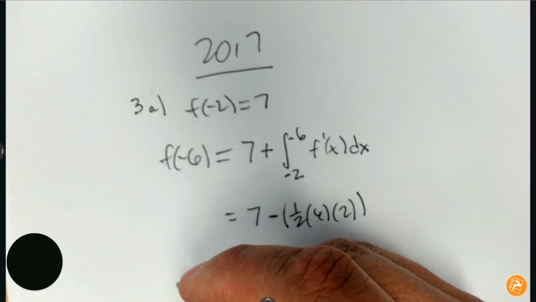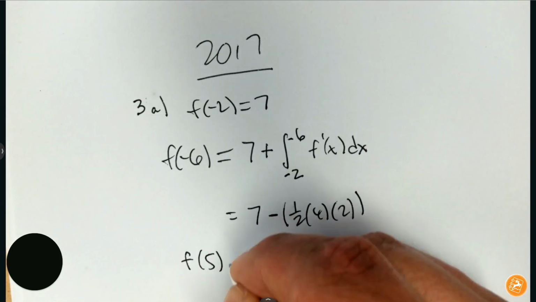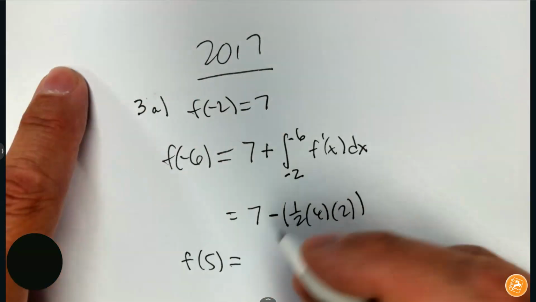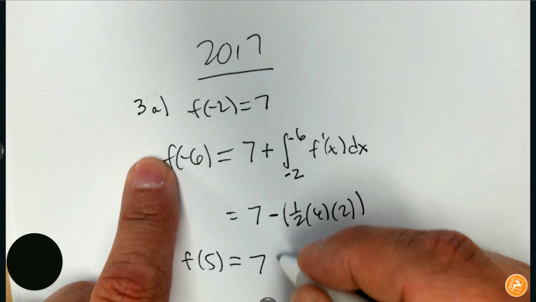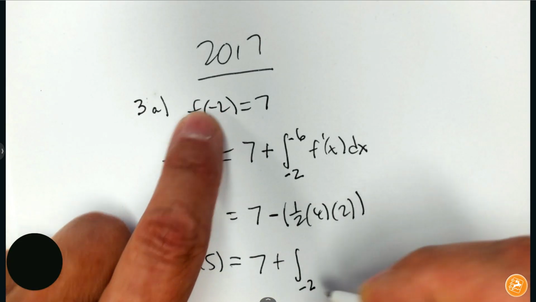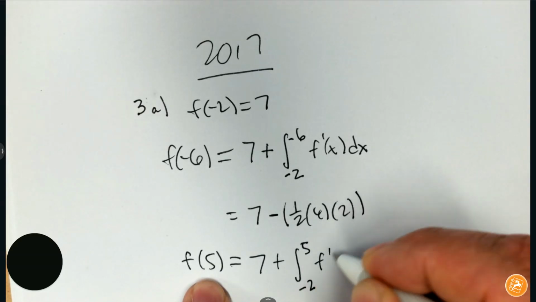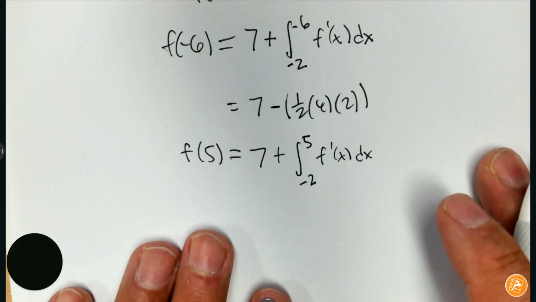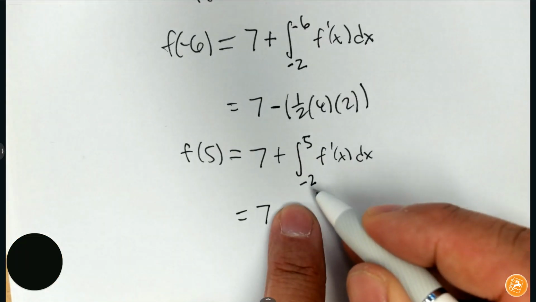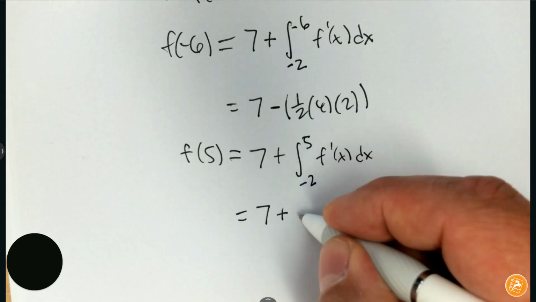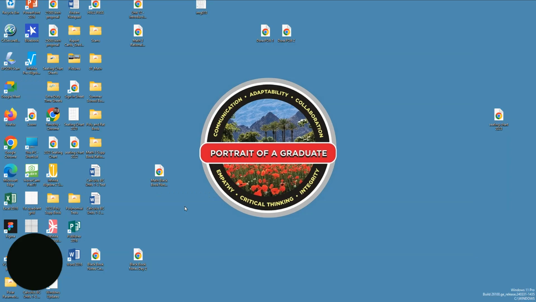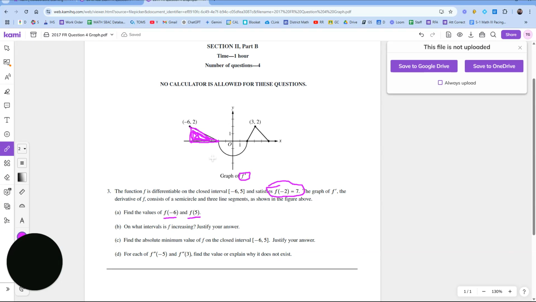Now we might need to simplify it for later on in a question, but right now we can let that go. The second part is to find the value at 5. Same setup. So what's the value of f at 5? Start with what we're given, which is 7. And then we're going to integrate the derivative. Again, starting at -2, and then going to what I'm looking for, which is 5. Again, I look, is the bottom bound lower than the top bound? It is, so it stays positive. And then I'm going to find the area from -2 to 5.